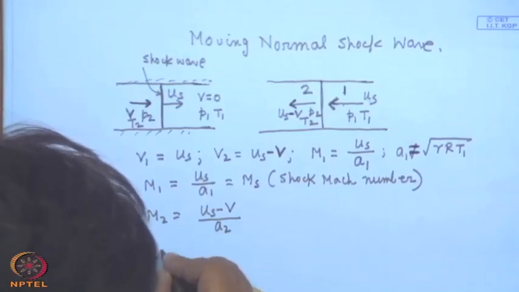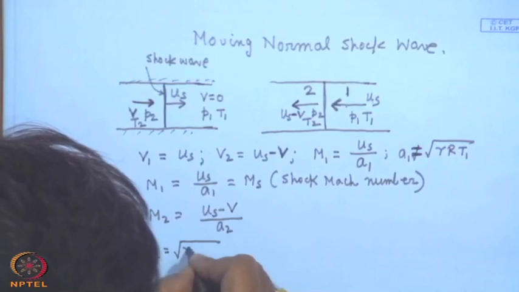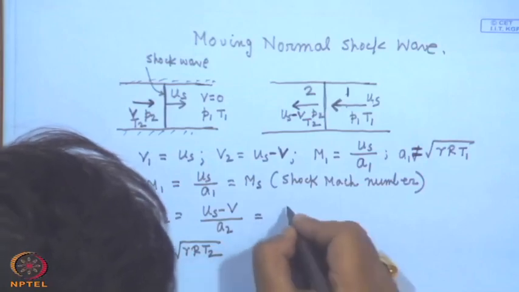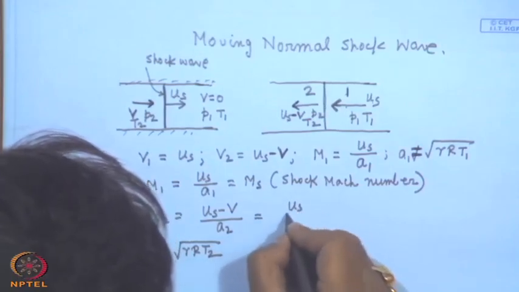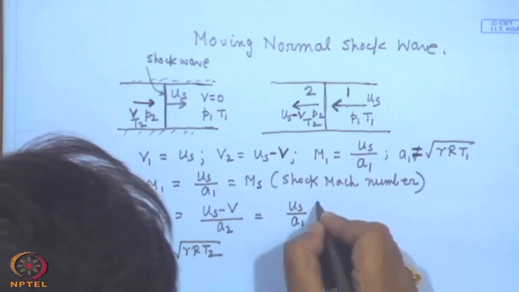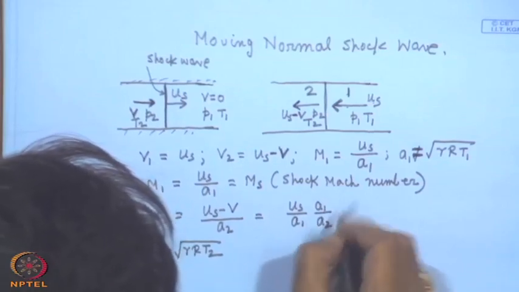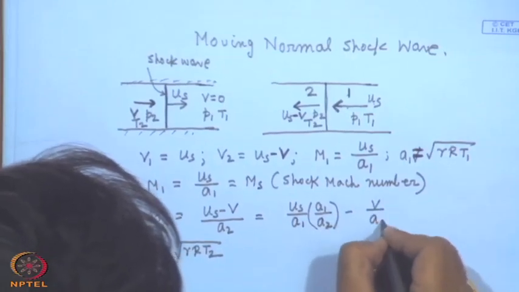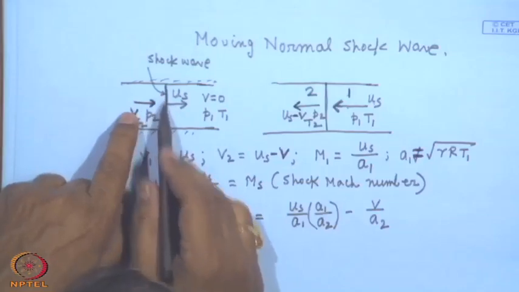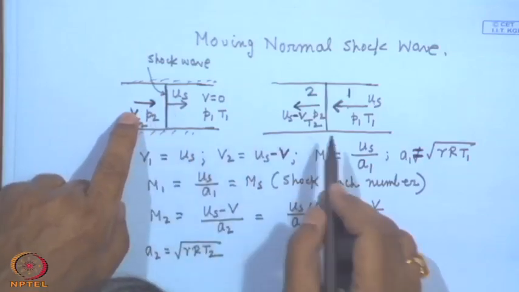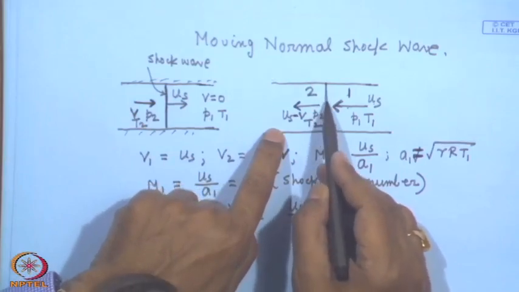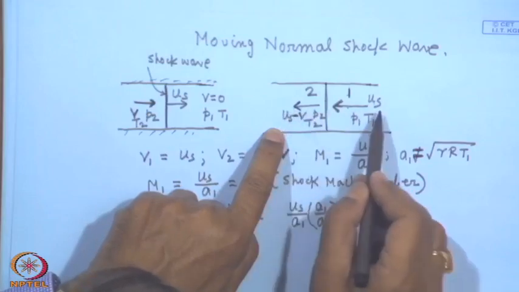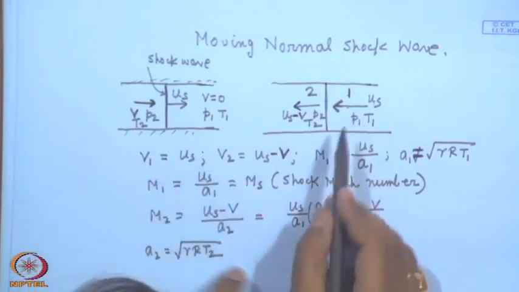Where A2 is what? A2 is root over gamma R T2. Clear? This can be written as Us by A2, which can be written as A1 by A2, okay, minus V by A2. So, this V is the V generated due to the passing of the shock wave, but in a steady condition with reference to a coordinate frame attached to the shock wave. That means, if you make the shock wave stationary by imposing a velocity Us in the opposite direction to the entire system, this is the situation.